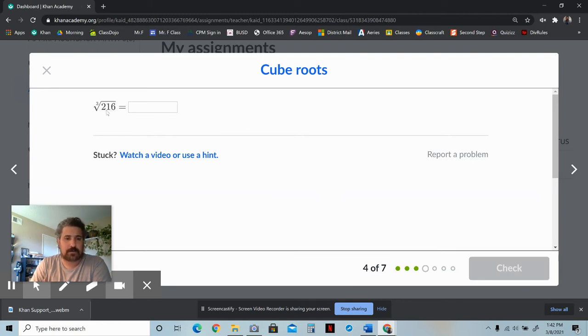216. Now that's a little trickier, right? So what would that be? Well, 4 times 4 times 4 was 64. And this one is a little trickier. Maybe you could try 8. 8 times 8 is 64. And 64 times 8, well, 60 times 8 would be 480. So that's going to be too big. So it's not going to be 8. What about 6? Would 6 work? 6 times 6 times 6. 6 times 6 is 36. And then 36 times 6 would be 30 times 6, which is 180, and 6 times 6, which is 36. And 180 plus 36 is 216. So yeah, this would be 6.